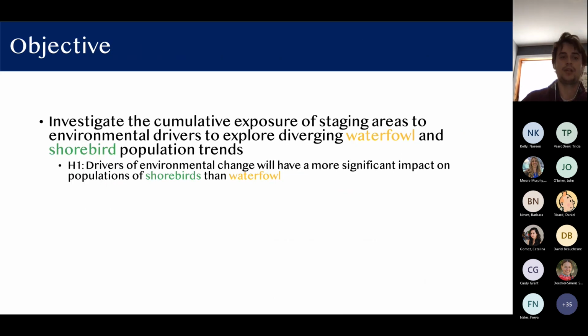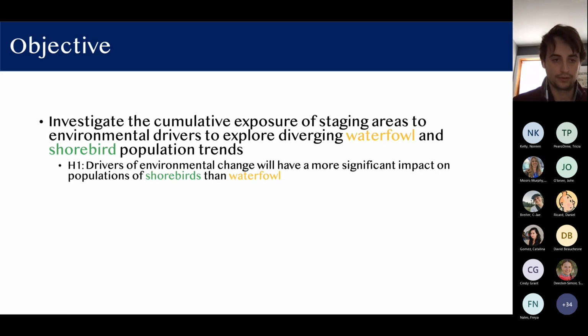And that will bring us to the main objective of my project, which is to investigate the cumulative exposure of staging areas to environmental drivers to explore diverging waterfowl and shorebird population trends. Now, shorebird and waterfowl are very different birds biologically, and we're making a lot of assumptions, mainly residing on the fact that they both use the same staging areas when they migrate, but we'll get into that a bit more later.